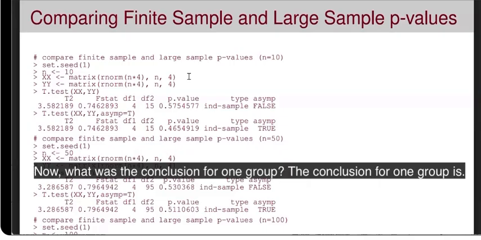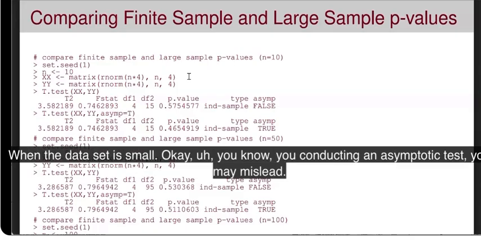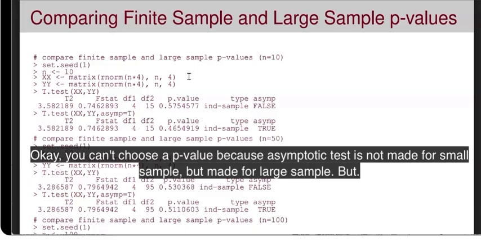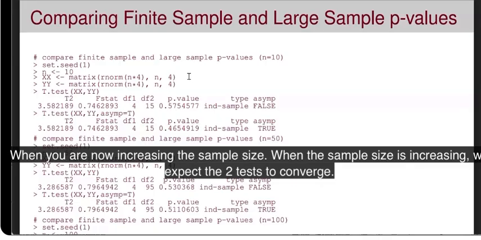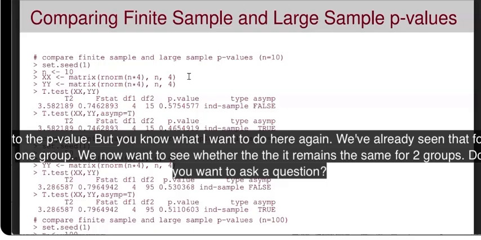Now, what was the conclusion for one group? The conclusion for one group is, when the data set is small and you conduct an asymptotic test, you may be misled. You can't trust the p-value because an asymptotic test is not meant for small samples, but for large samples. But when the sample size is increasing, we expect the two tests to converge to the p-value. But you know what we want to do here again? We've already seen that for one group. We now want to see whether it remained the same for two groups.